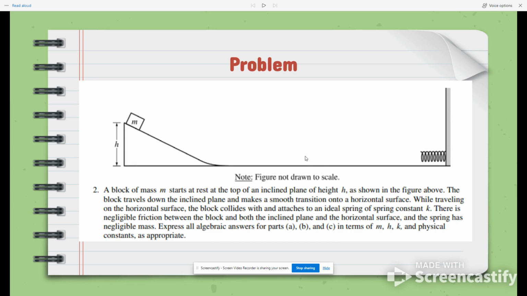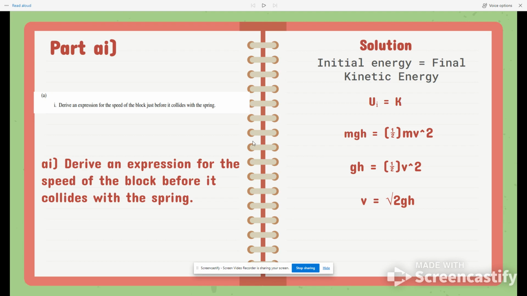Express all algebraic answers for parts A, B, and C in terms of m, h, k, and physical constants as appropriate. Part A-I is described as: derive an expression for the speed of the block before it collides with the spring.